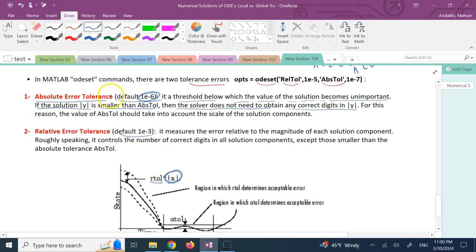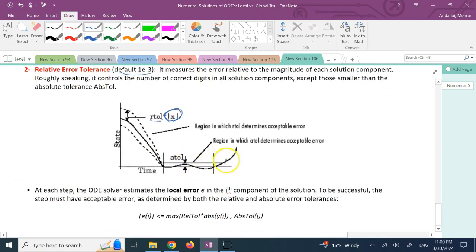For the absolute tolerance error, we did not care about the magnitude of the solution. It was small anyways. We just directly looked at this allowable tolerance, right? When the magnitude of x is basically very small, or you might call it y. This is your independent variable.